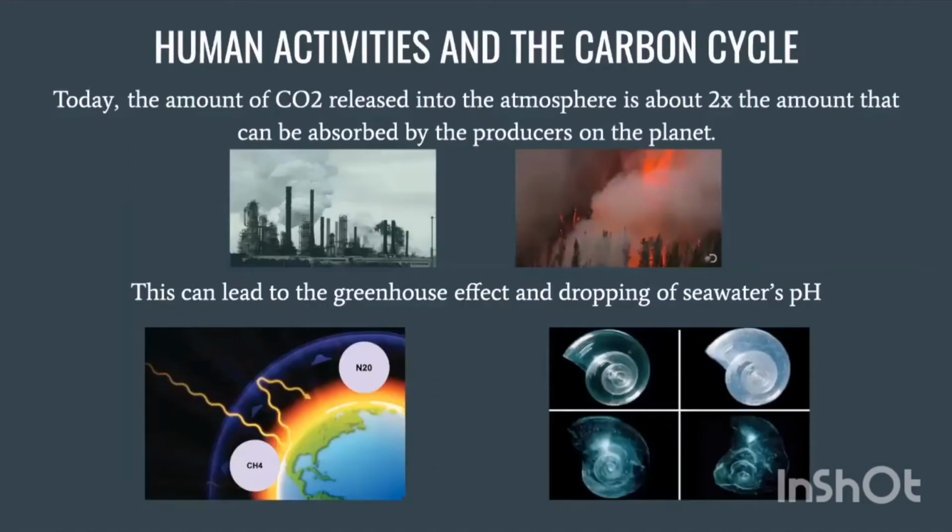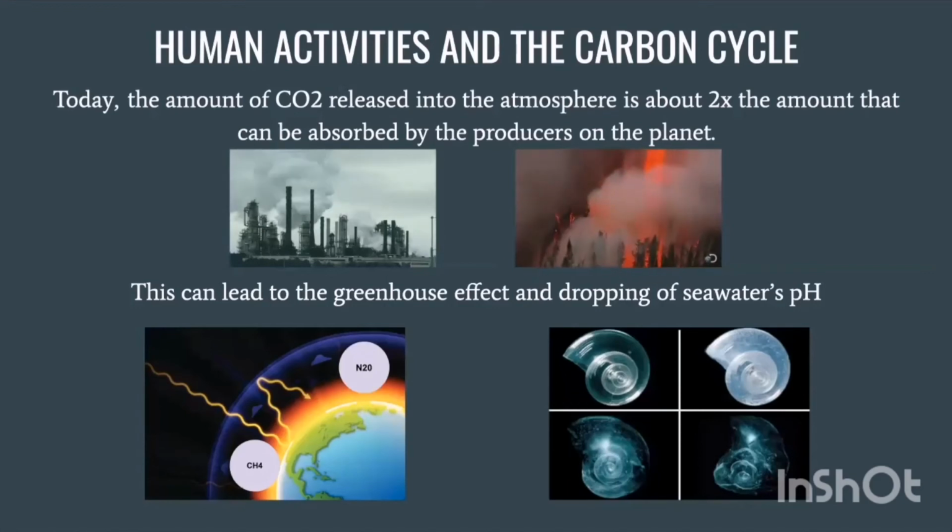Let's proceed with human activities and the carbon cycle. Today, the amount of carbon dioxide being released into the atmosphere exceeds the amount of carbon dioxide being removed. This is mainly because of human activities such as destruction of forests and burning of fossil fuels. This excess carbon dioxide can lead to the greenhouse effect and also a dropping of seawater's pH.